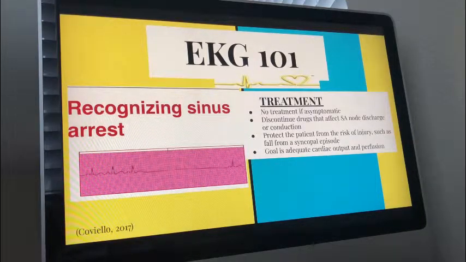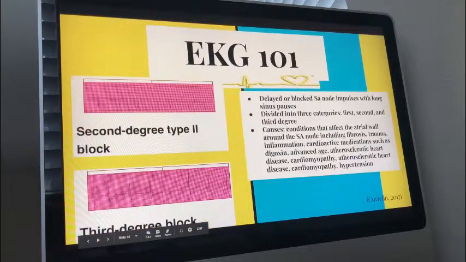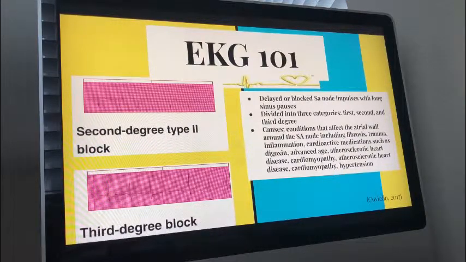There's no treatment needed if asymptomatic, but we have to discontinue the drugs that affect the SA node discharge or conduction. You have to protect the patient from the risk of injury, such as a fall from a syncopal episode. The goal is adequate cardiac output and perfusion. Next are the second degree and third degree block.